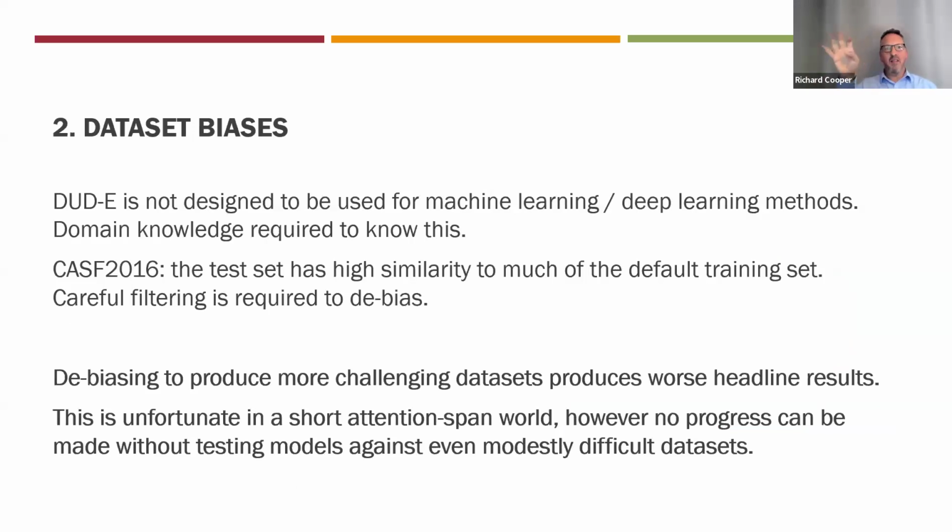So those are the two data sets. We've got to be aware of bias in them. The struggle is that debiasing things gives you a more challenging data set, and that makes your headline results worse. So in a short attention span world, it's difficult to get people interested or excited about making and publishing this stuff, but you can't make progress without a fair testing model.